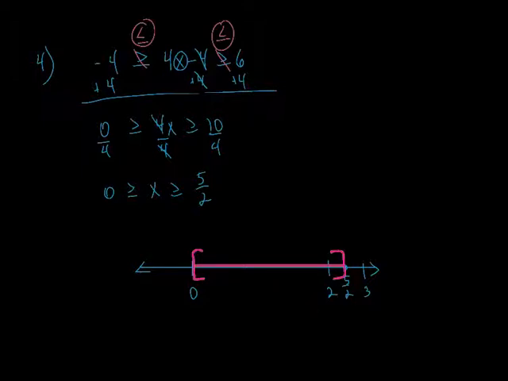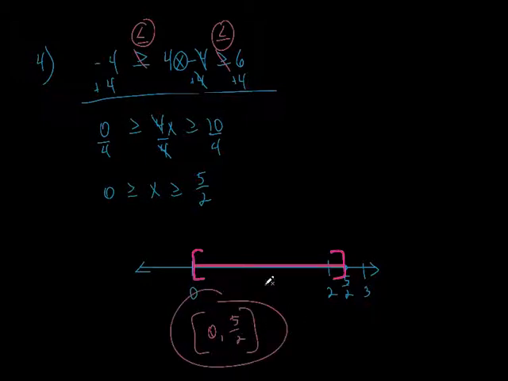Alright? And how would we write this in interval notation? Well, it's pretty easy. It's basically the same thing as this is. We just don't have a number line on it, basically. So bracket, 0, comma, 5 halves, bracket. That's your answer. Well, both of them, because they ask you to do both things, right? Graph it and write it in interval notation.